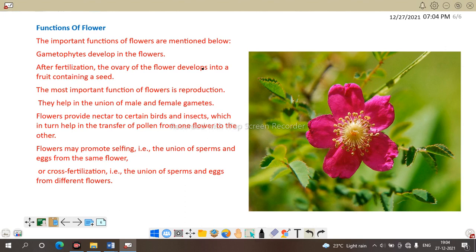Here we end with the structure of a flower. Next part is pollination.